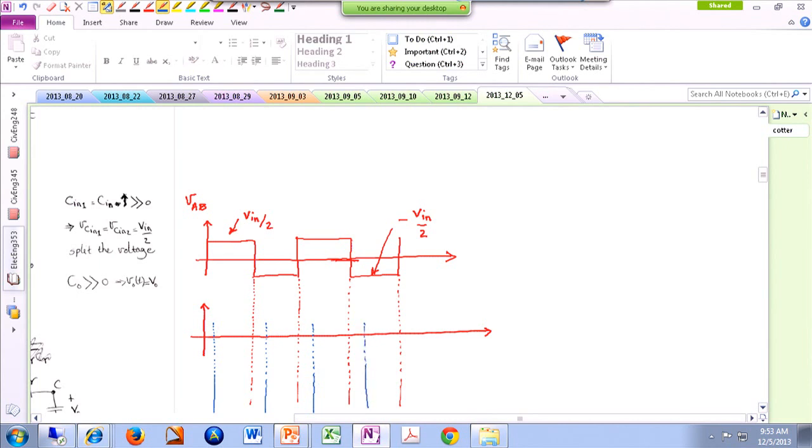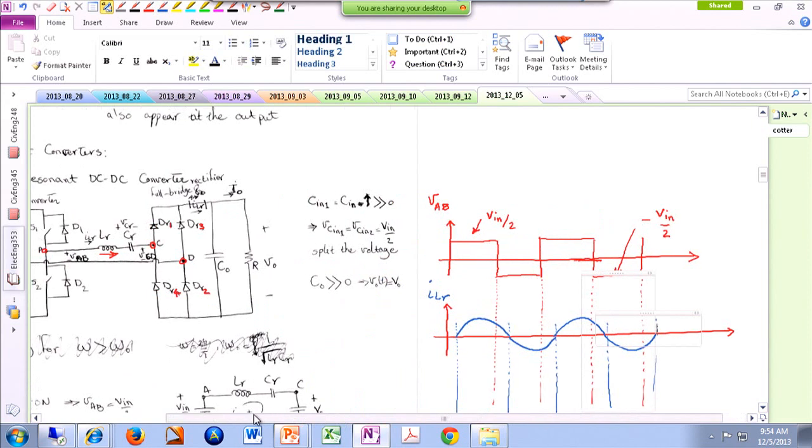All right. So technically, I'm assuming that this is my ILR, the current of the resonating inductor. It is almost sinusoidal, something like this. And because of this, when this current is positive, it pushes DR1 and DR2 to conduct. And when this current is negative, it pushes DR3 and DR4 to conduct.